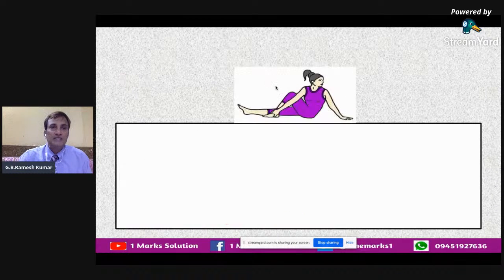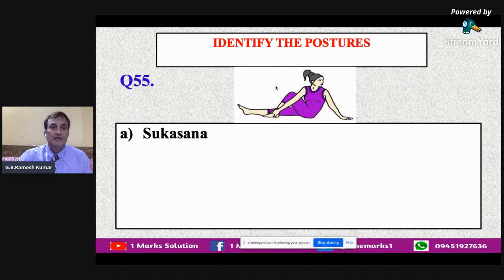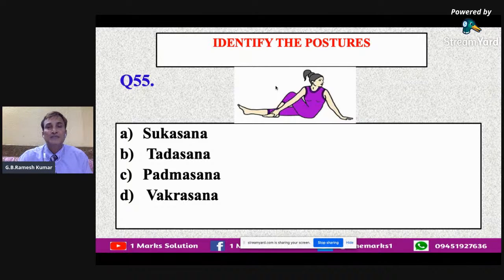Okay. The next is Sukhasana, Tadasana, Padmasana, Vakrasana. Don't get confused between Vakrasana and Ardha Matsyendrasana. Both are sitting, spinal twisting postures. So it's not Sukhasana, it's not Tadasana, it's not Padmasana, it's not Ardha Matsyendrasana, but some students get confused with both the postures. It's Vakrasana. In Vakrasana, you stretch your leg. As a learner, you can do Vakrasana as a warm-up before doing Ardha Matsyendrasana. The answer is Vakrasana.